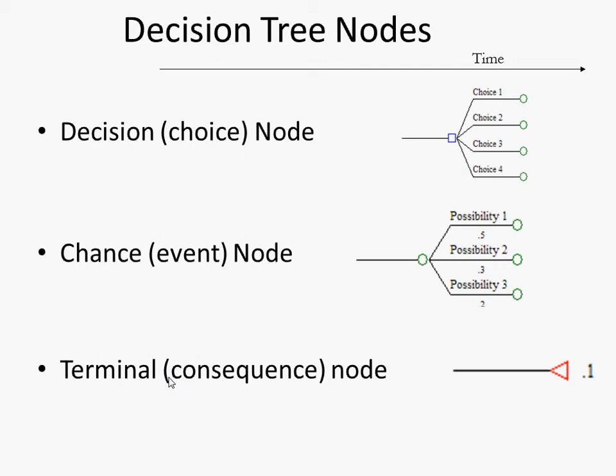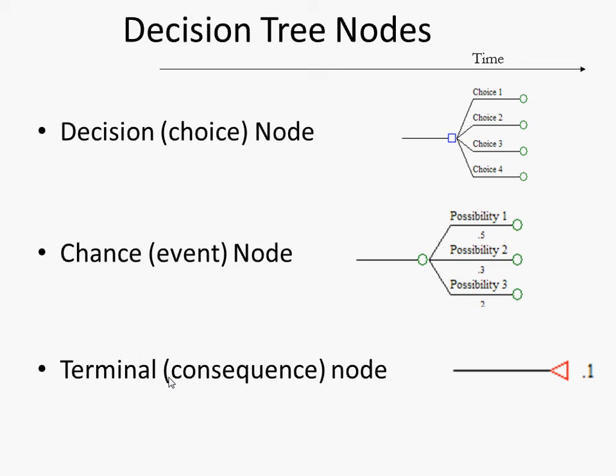So on the one hand, we have a decision node. This represents, at a particular point in time, and that's important, a particular point in time, that you have a choice. Choice A, B, C, or D. Say 1, 2, 3, 4. Those are your choices.